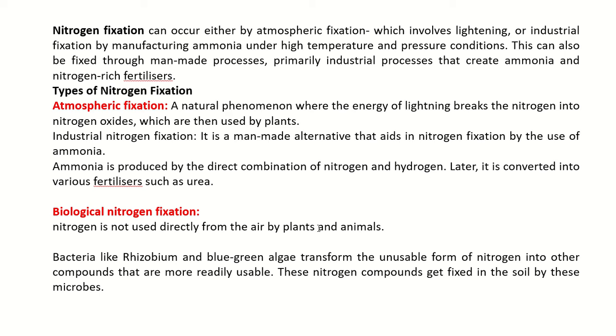Now we will see, in a single paragraph, atmospheric nitrogen fixation, a natural phenomenon where the energy of lightning breaks nitrogen into nitrogen oxide, which is then used by the plants. There would be no lightning otherwise. How is this possible? How is the rain formed?